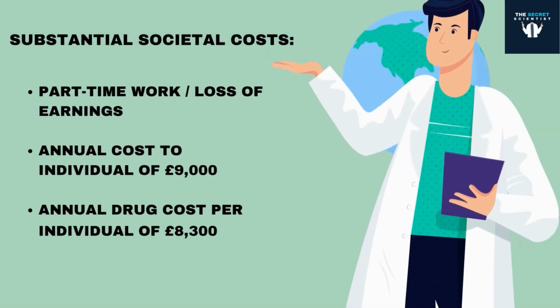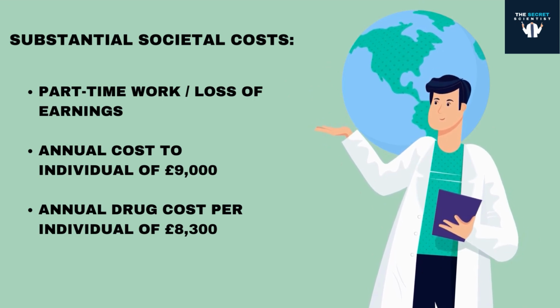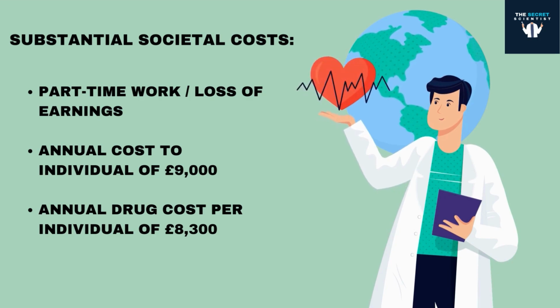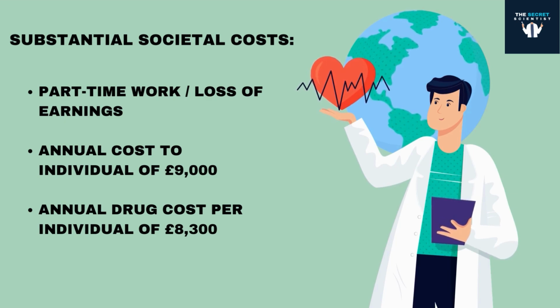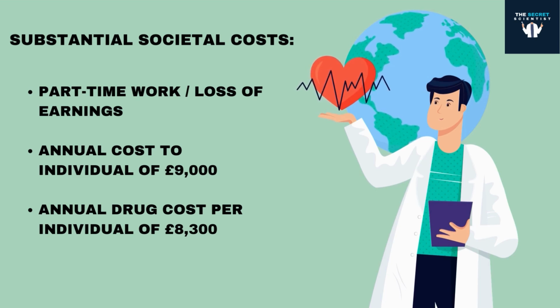And there's also substantial societal costs. So many people with the disease will work part-time because of the pain and fatigue, which results in loss of earnings. And it's been calculated that the annual cost to the individual is around £9,000 through lost earnings, going to hospital appointments, etc. And the annual drug cost per individual is about £8,300.